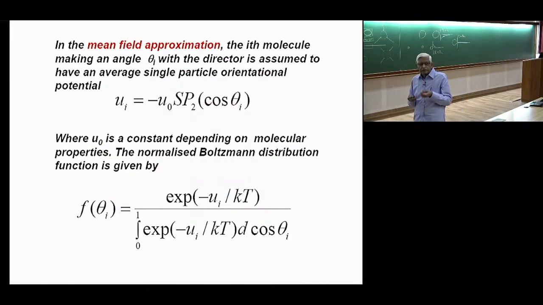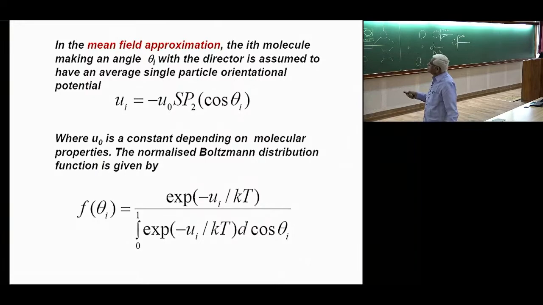Any molecular mean field theory like this, you start by defining a single particle potential. Each molecule has this potential. U0 depends upon the chemistry of the system that you are studying. S is the orientational order that I defined. P2 cos theta i is the variable whose average is the orientational order.